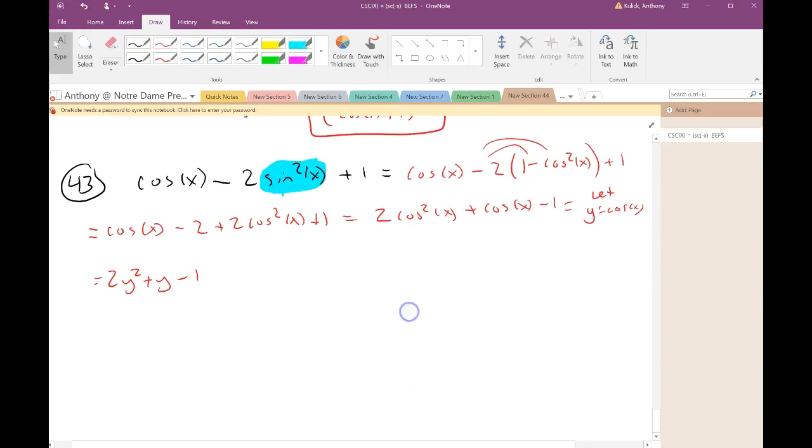How do we factor something like this? We need to find two numbers that multiply to give me a times c, and then those same two numbers have to add to give me b.